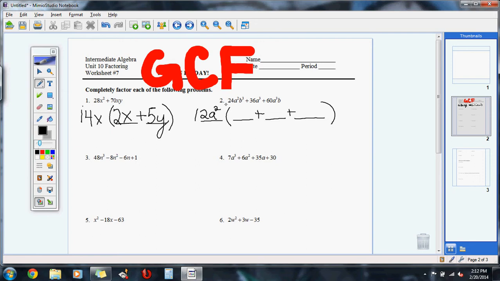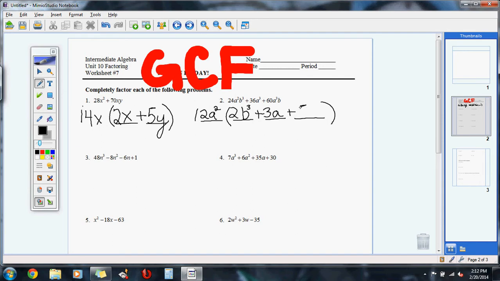All right, now I'm going to distribute that back through. So I do the numbers first. 12 times 2 would give me 24. A squared, I'm not missing any a's, but I'm missing all of the b's. So I have to put b cubed in that first slot. And then going through to the middle term, 12 times 3 is actually 36. And then a squared to a cubed, I'm missing one of the a's. And then 12 times something to give me 60.